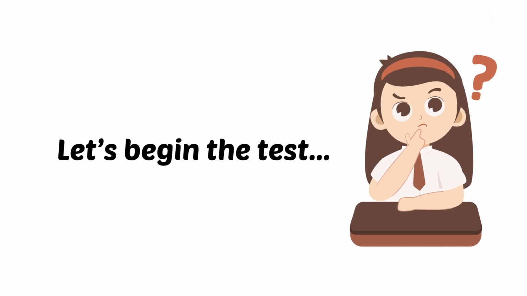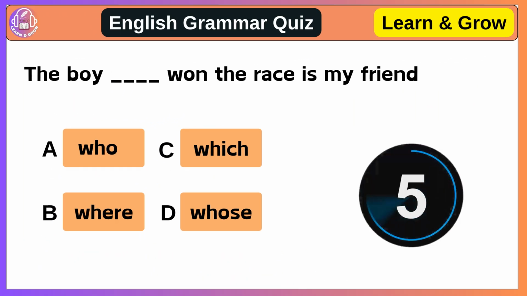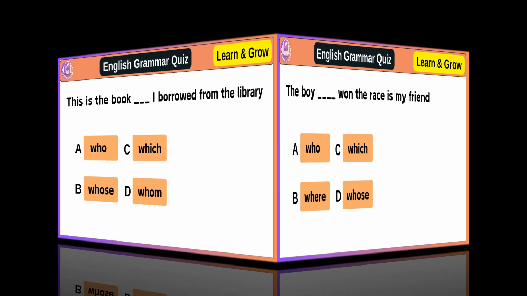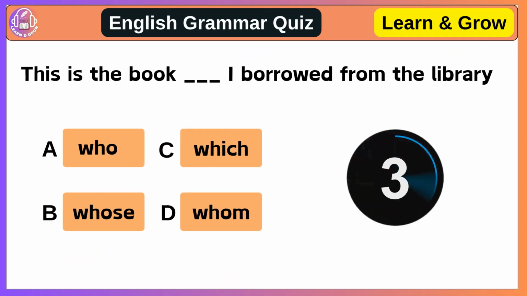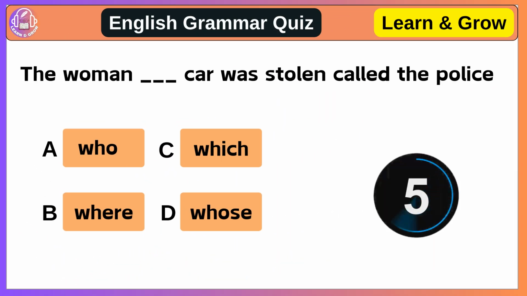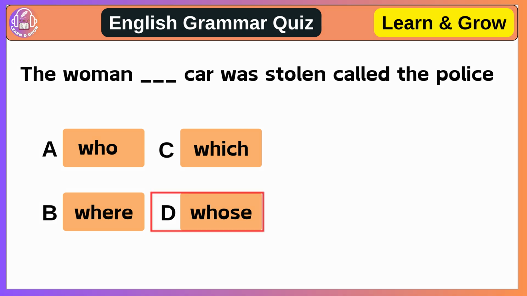Let's start the quiz. Option A. Who? The boy who won the race is my friend. Option C. Which? This is the book which I borrowed from the library. Option D. Whose? The woman whose car was stolen and called the police.